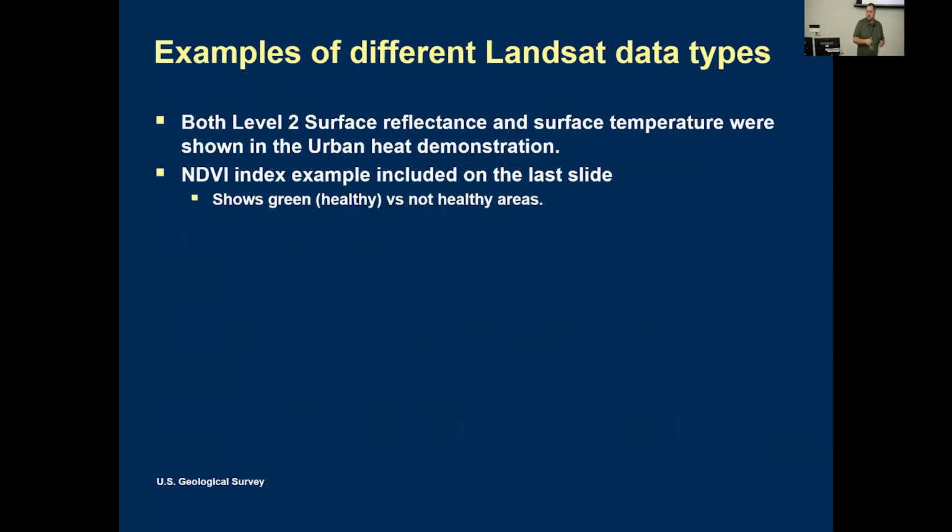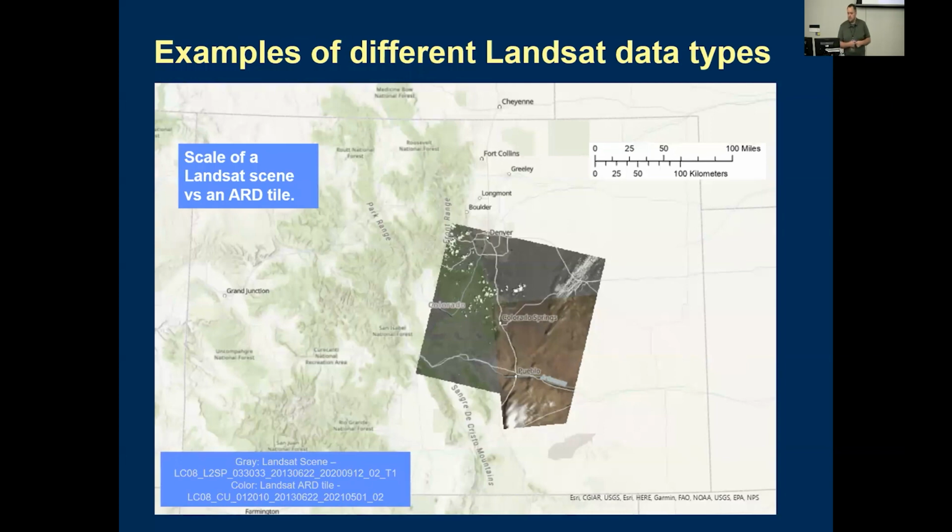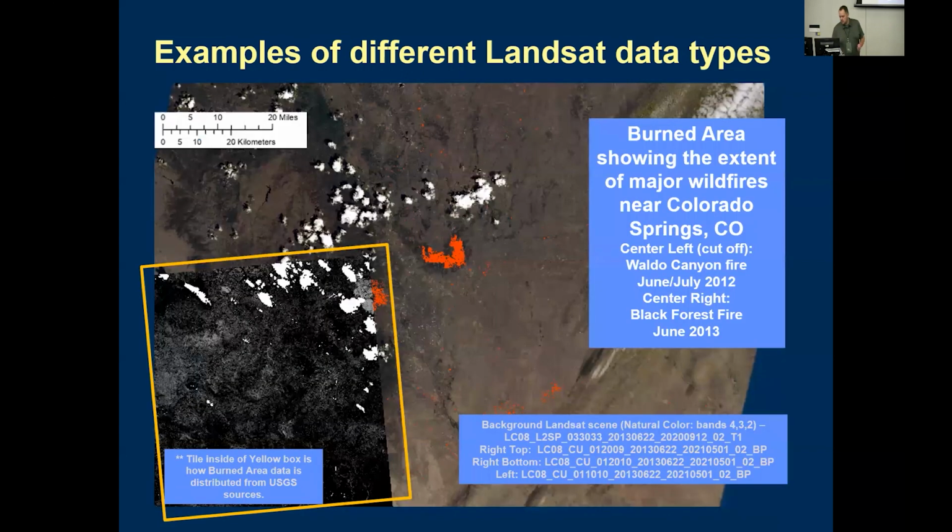So like I said, we already showed the level 2 surface reflectance and surface temperature data. And then on my last slide, I'm actually going to show an NDVI image. But I wanted to walk through a couple others as well. So again, this is our ARD tile. Don't know if you can really see that, but we've got the box that is a full scene. So that's the 180 by 185 kilometers. And then the tile is just the bottom right-hand corner that sticks down a little bit. It's a little more color. Don't know how well that's coming across.